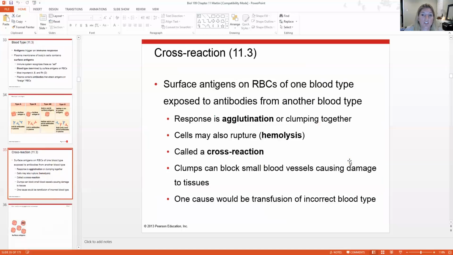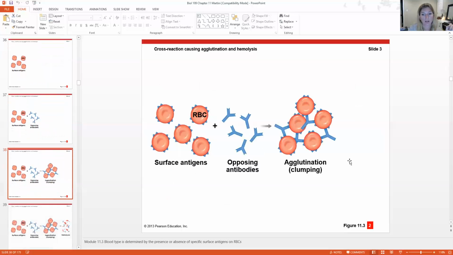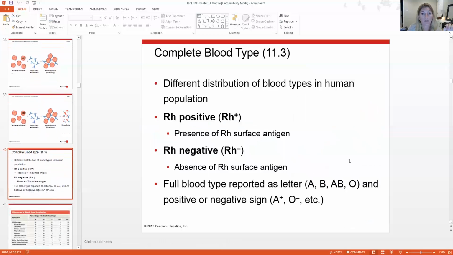So this is where cross reactions come into play. If you're exposed to another blood type other than the type that you have, the agglutination or clumping process will begin. What this is going to do is basically cause all of those antibodies to agglutinate, or clump, around the foreign blood, and that's going to cause those blood cells to rupture. This is called a cross reaction. You can get very, very sick. This would happen from maybe a transfusion of the wrong blood type. There you see your surface antigens and opposing antibodies, that agglutination occurring, breaking up those red blood cells in a process called hemolysis.